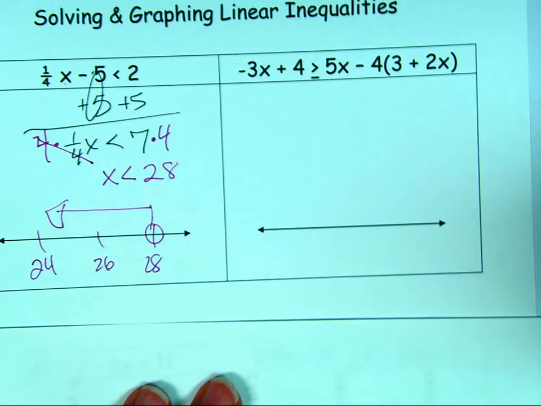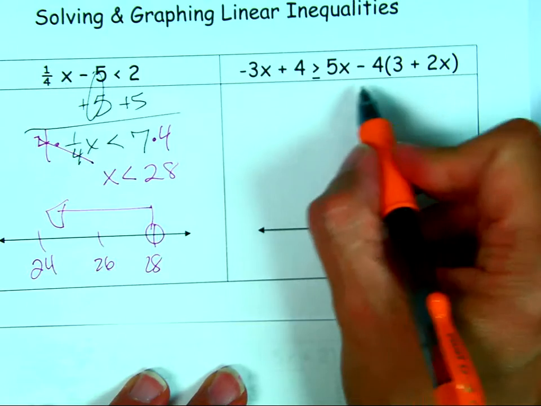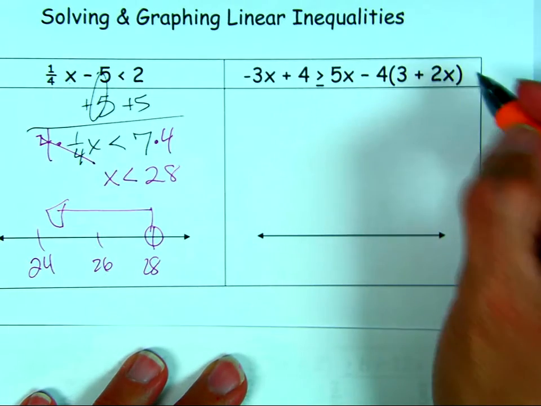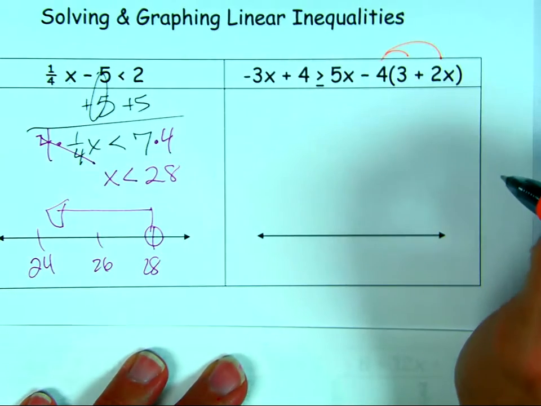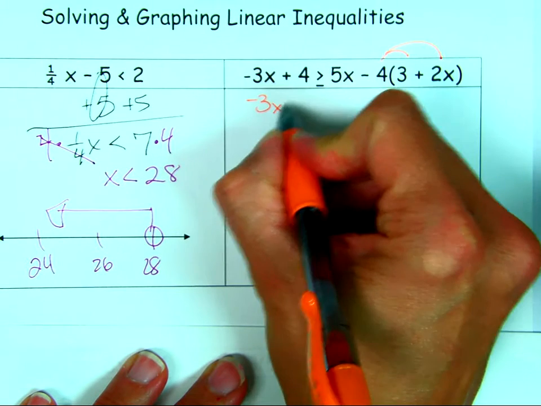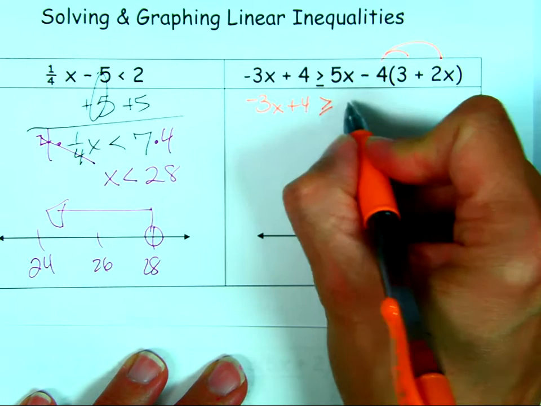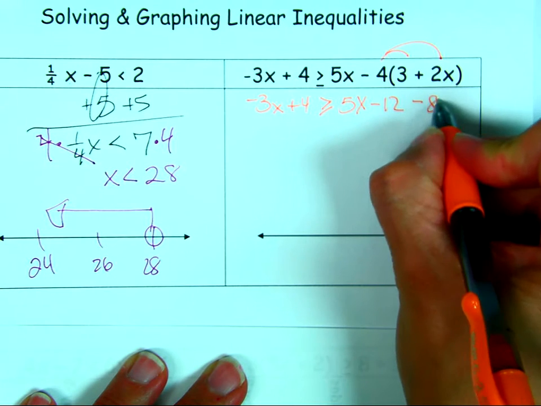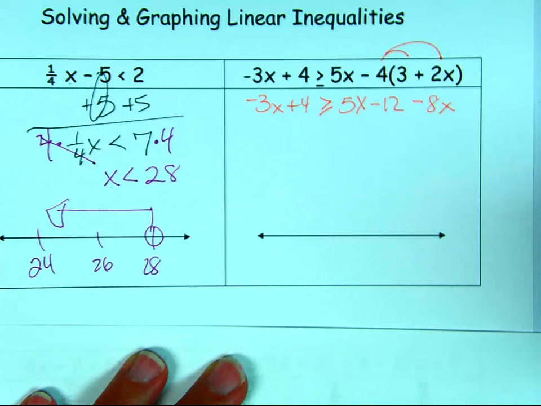All right, let's try this one. We got a lot of things going on here. So there's no fractions. Remember, we always check for fractions first. There's parentheses, so we're going to distribute. So negative 3x plus 4 is greater than or equal to 5x minus 12 minus 8x. That's what happens when I distribute that negative 4 across that parenthesis.